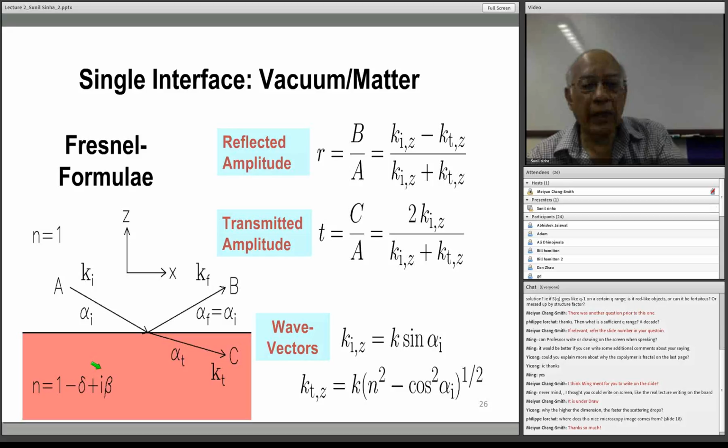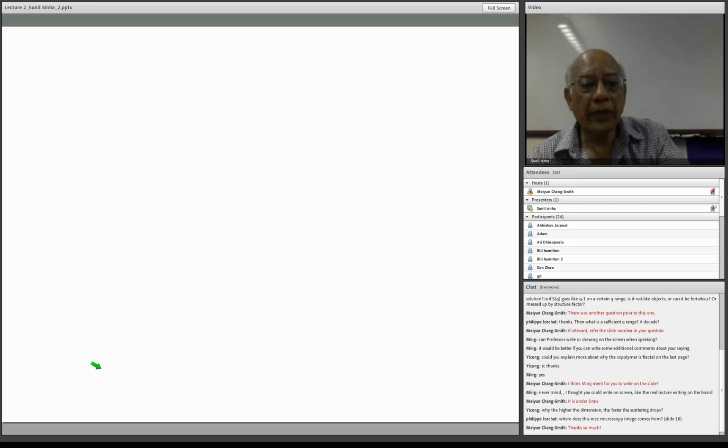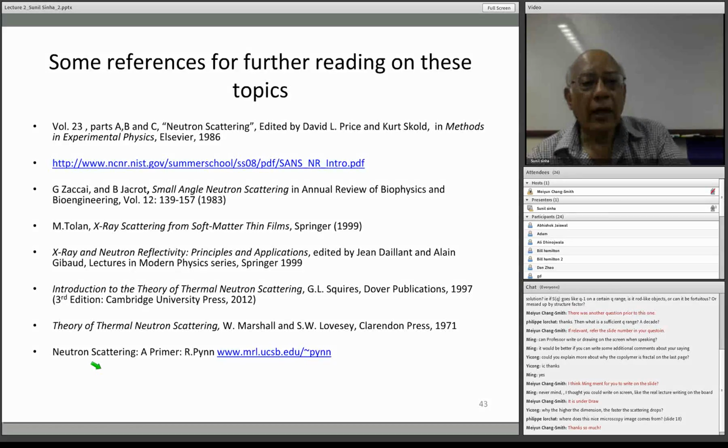I think I have a list of references which I'll go straight to at the end of this. So it'll be in the next set of notes on reflectivity, small angle scattering, and so on. I have these references for further reading, and they will be in your notes.